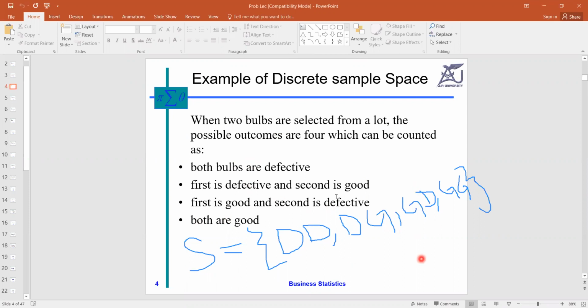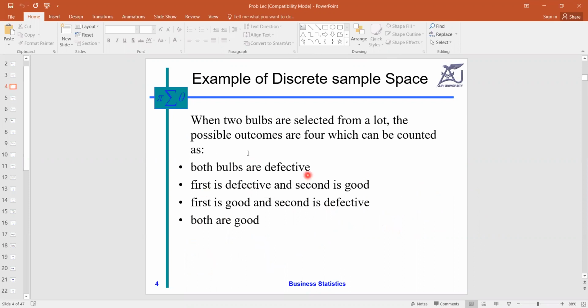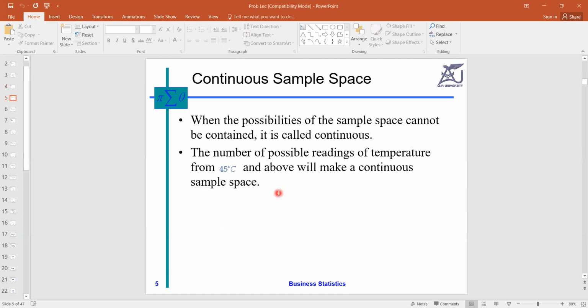So this becomes the complete list of this experiment. And what is our experiment? We want to select two bulbs from a lot. So we can write the possibilities of selection of two bulbs like this. So this becomes a discrete sample space.